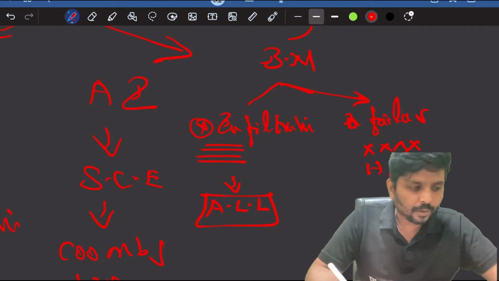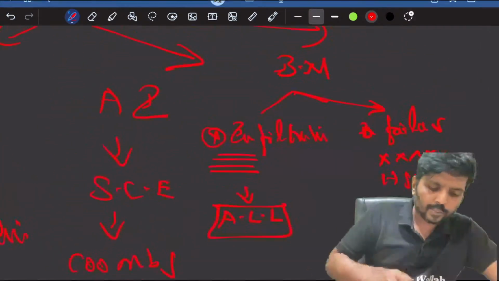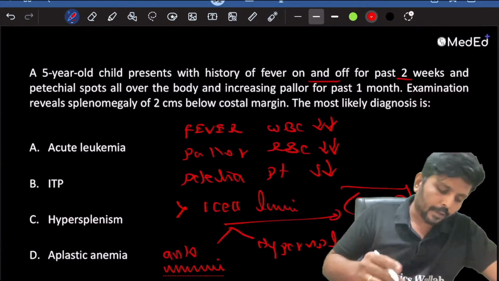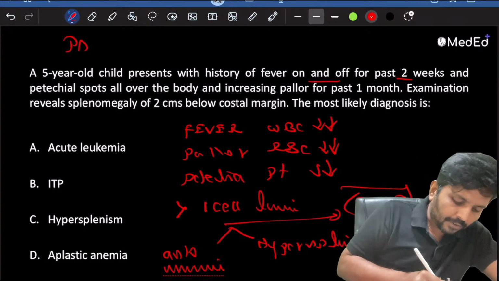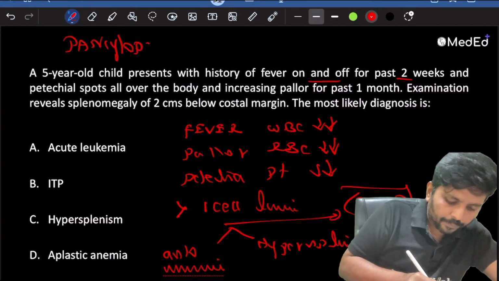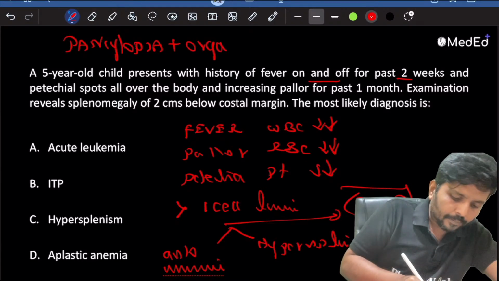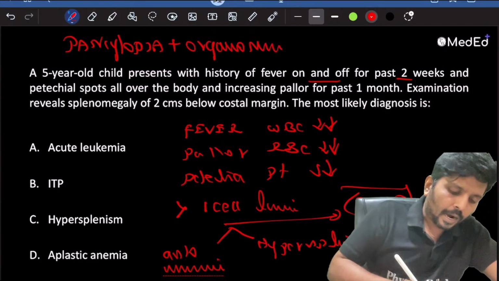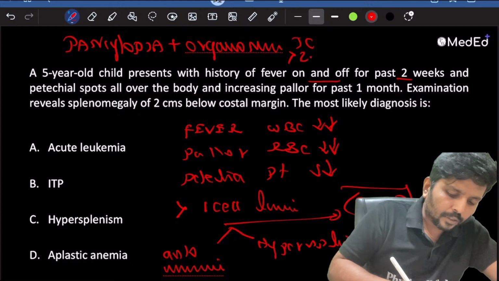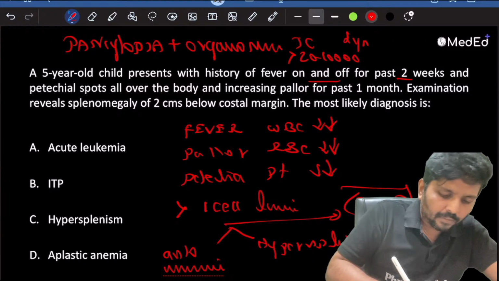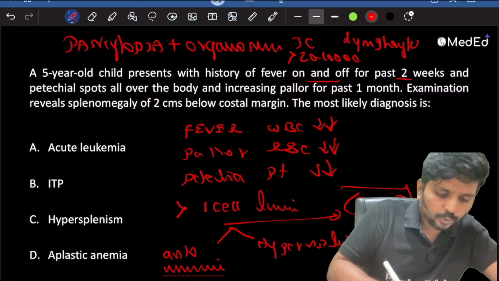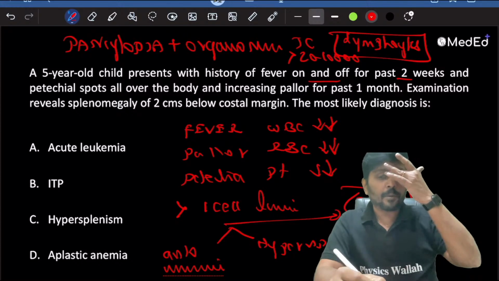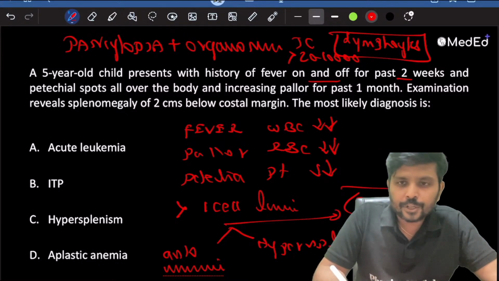You should consider acute lymphatic leukemia whenever you have pancytopenia along with organomegaly, and the total count will be 20,000 to 1 lakh based on the severity. But remember, the majority will have lymphocytes rather than neutrophils. So lymphocytosis with reduced hemoglobin and platelets is acute lymphatic leukemia unless otherwise proved.